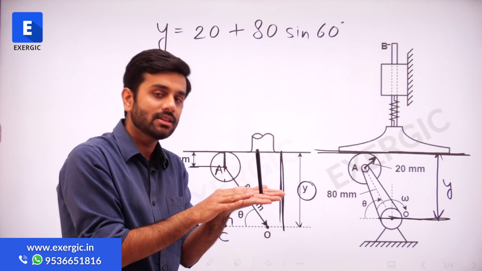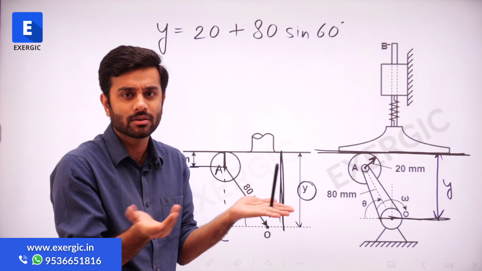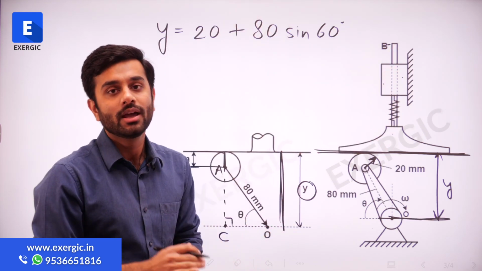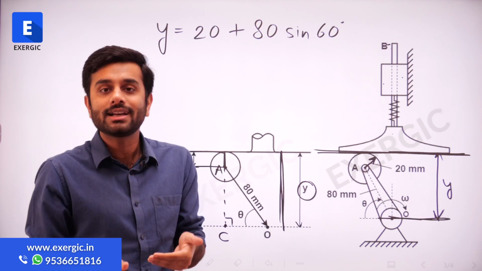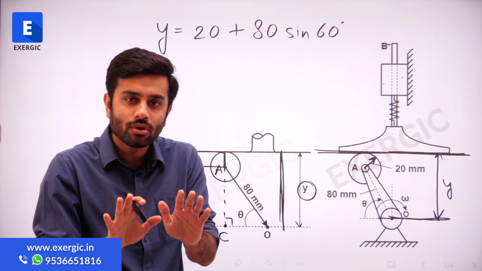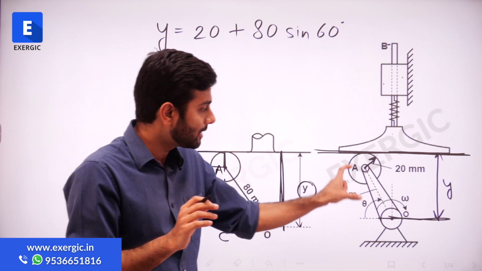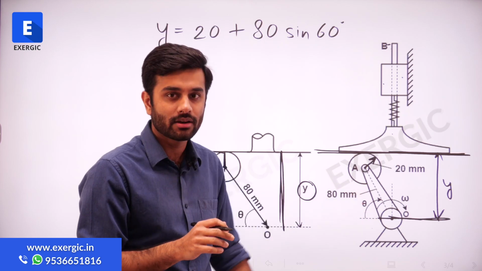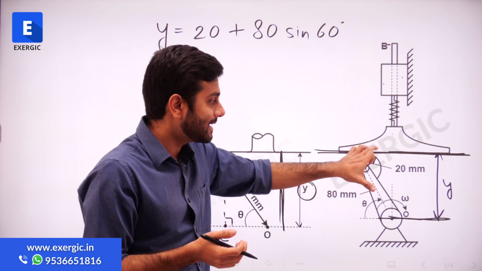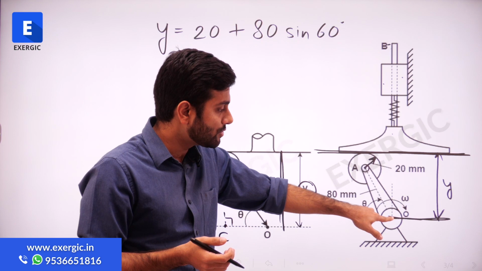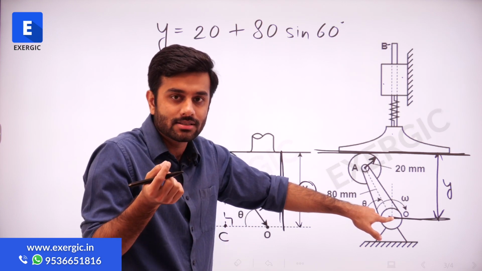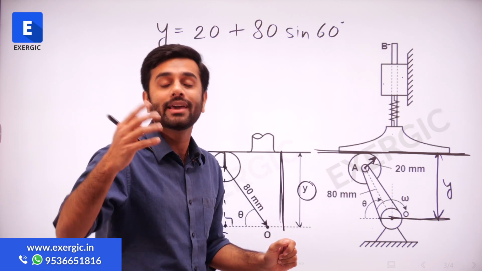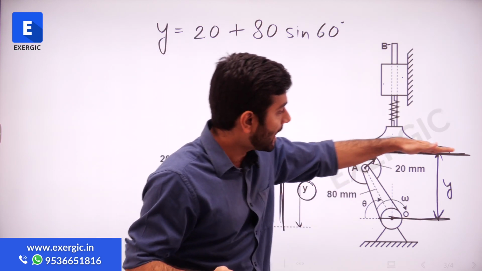And why am I choosing the flat surface, not some other point? Why not this point or this point or this point? Why the flat surface only? Because the flat surface is directly in touch with the cam. I know all the things about the cam. I know all the lengths. I know the angular velocity, theta value, angular acceleration, right? So it makes sense that using O as the center as the reference, I try to find out at what acceleration this flat face is going to move.